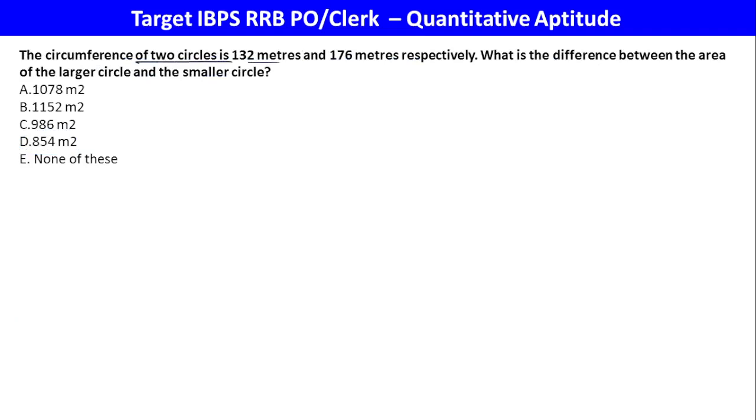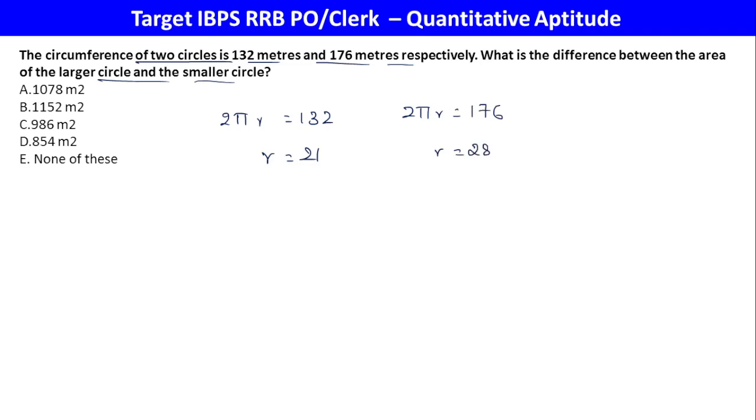The circumference of two circles is given. What is the difference between the area of the larger circle and the smaller? 2πr is 132, so the radius here is 21, 3 times 7. For the other, 2πr is 176, so the radius is 7 times 4, 28.